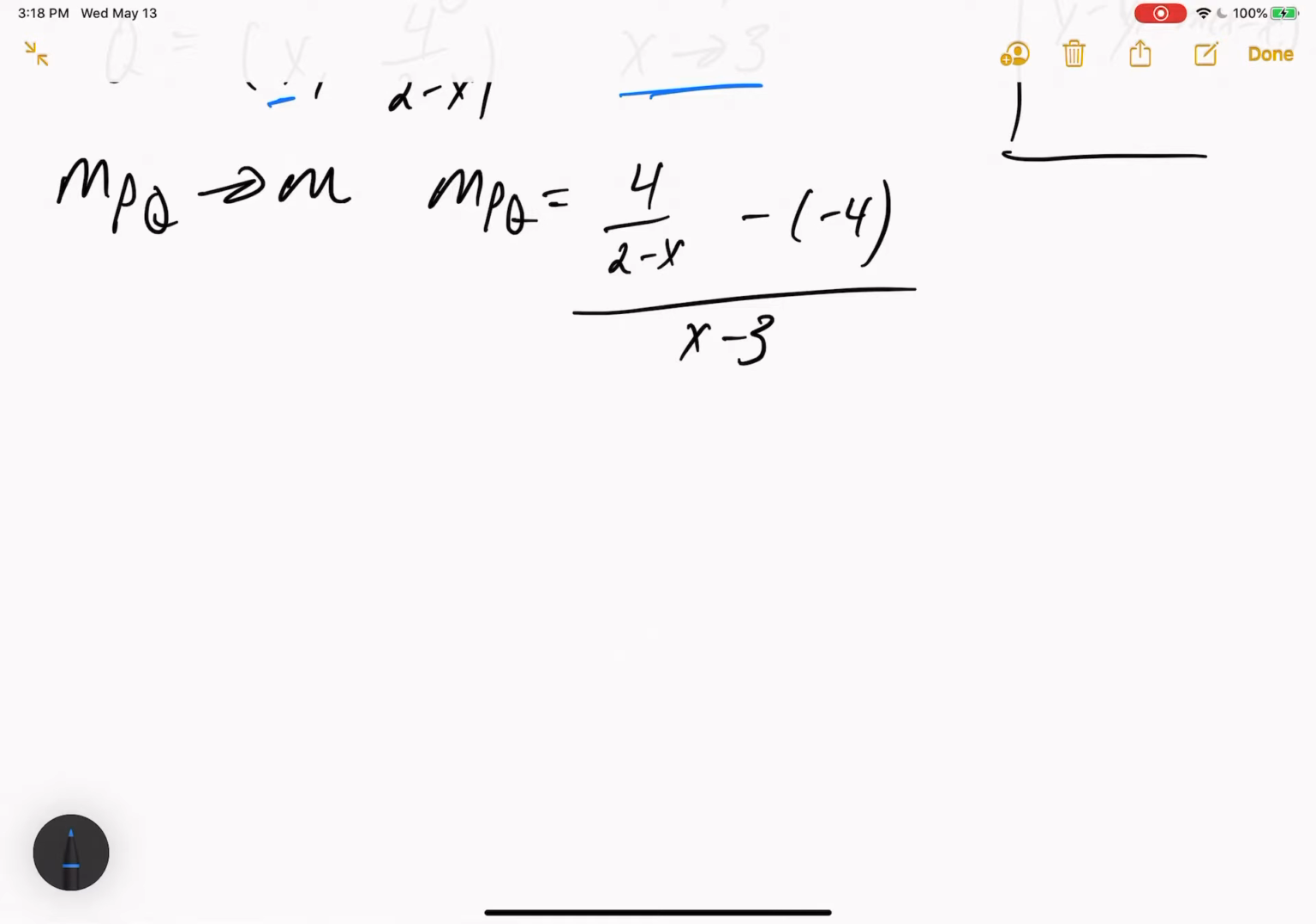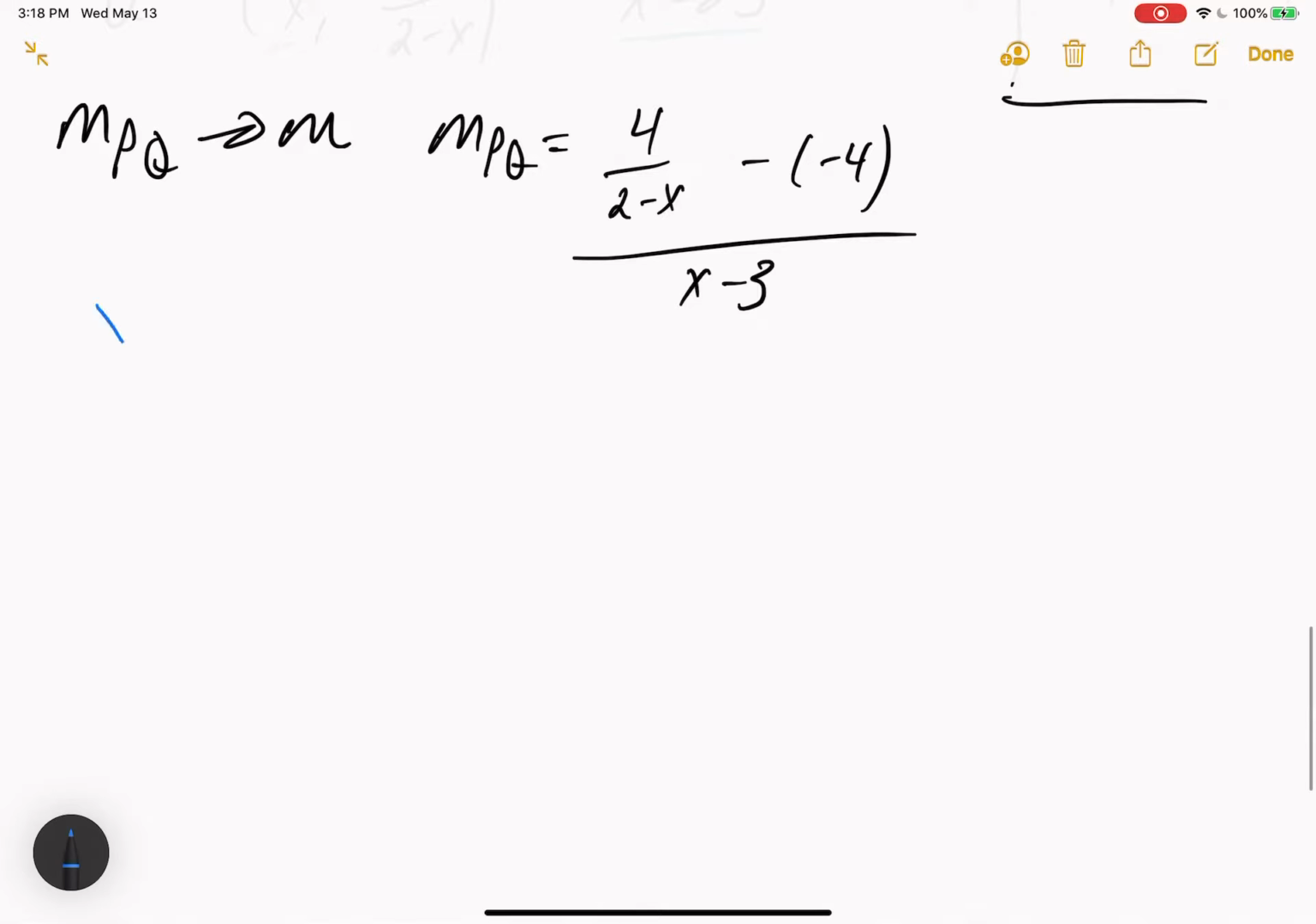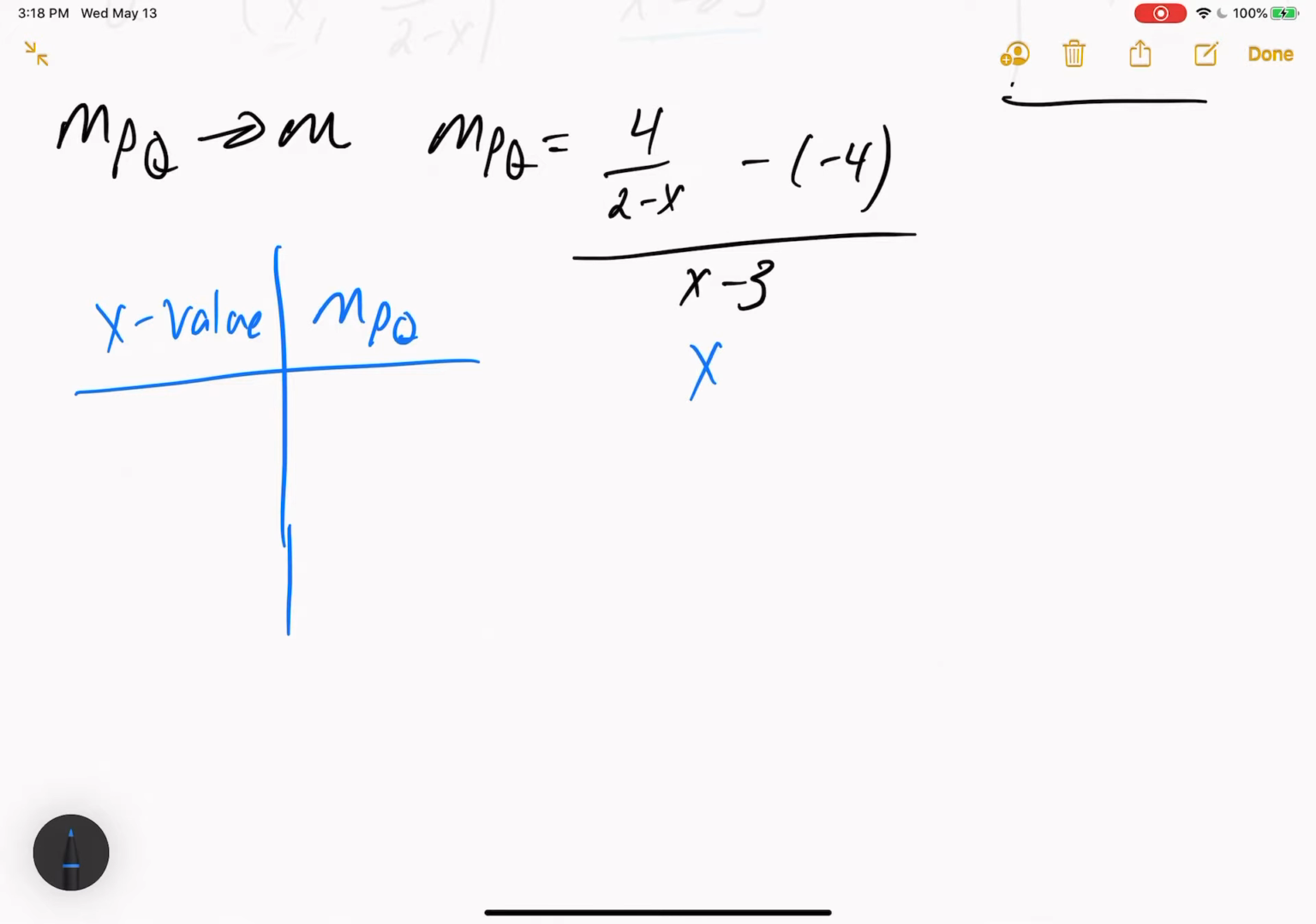So let's do the x value, and let's do a chart of mpq. This will be the other chart.